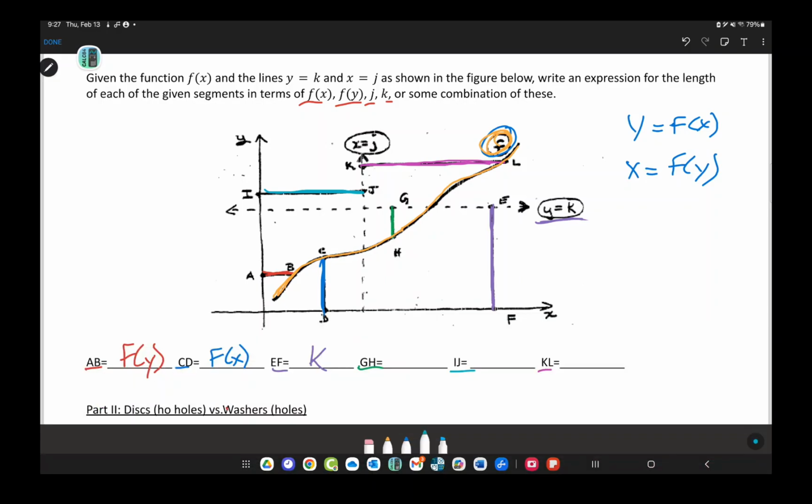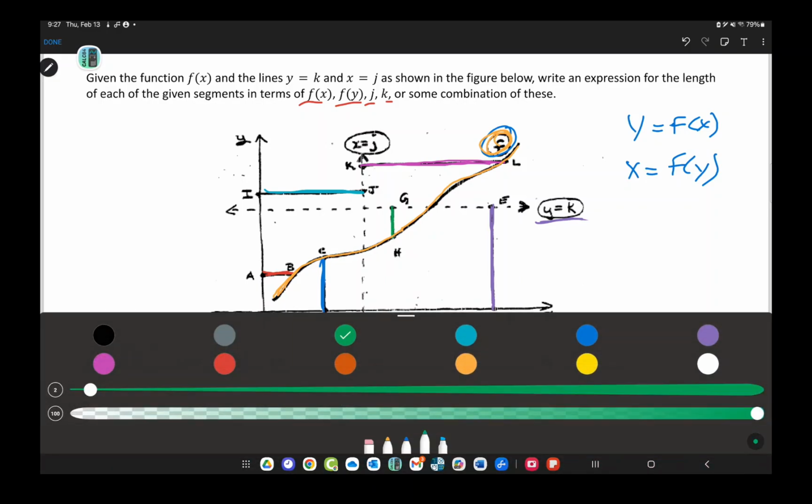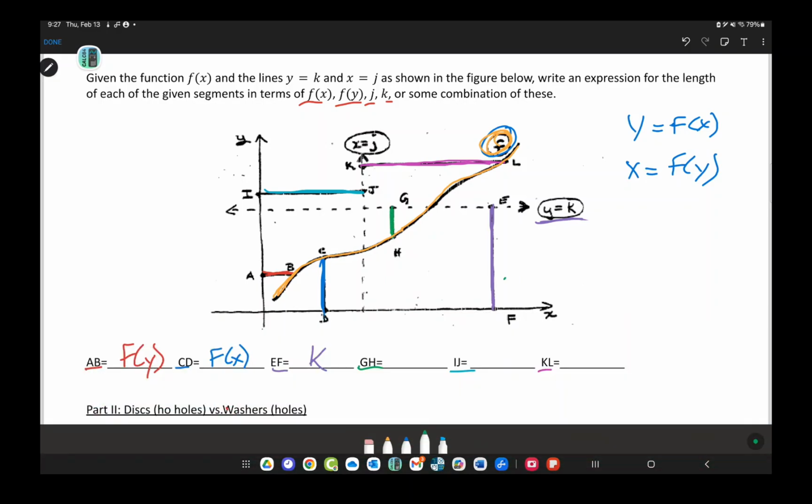GH. Let me get my green one out here again. GH is k, because this right here is k, minus f of x.